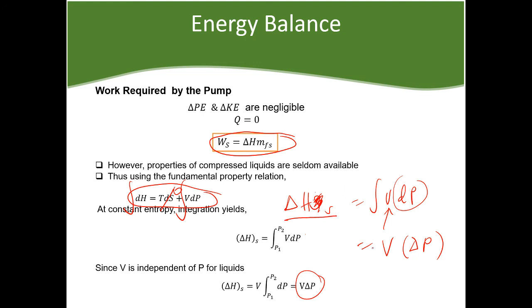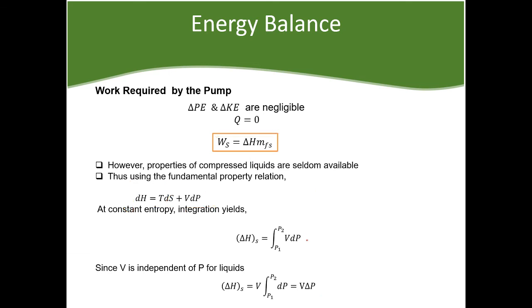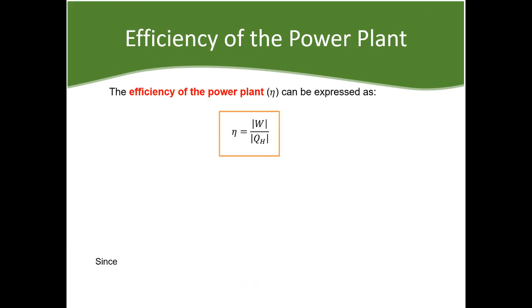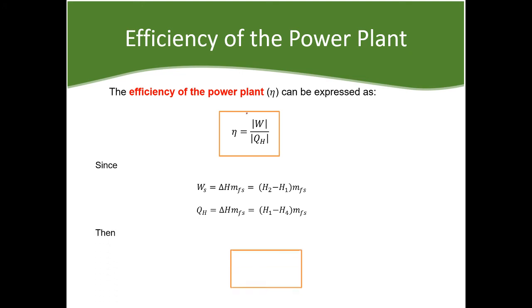Kaya, kailangan mo ng efficiency para ma-solve yung actual pump work. And we can now write the efficiency of the power plant as work over Q_H. Okay. So, yung work dito, makukuha mo siya dun sa part ng turbine, sa expansion. So, yan yung sa expansion. Ito naman yung sa part ng boiler, yung pag-absorb niya ng heat. Okay?